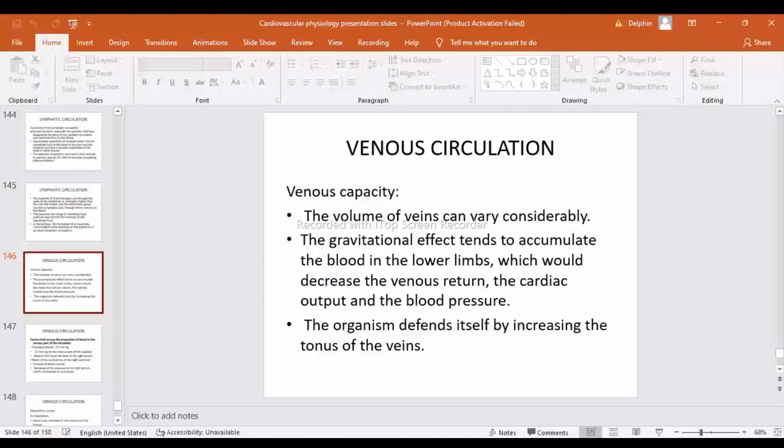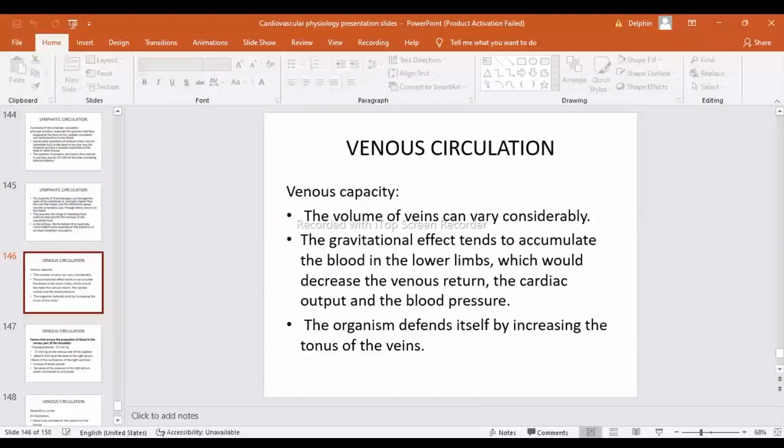An example is when, suppose you are a policeman, you stay on the road for 8 hours in an upright position. You can develop accumulation of blood in the lower limbs with a decrease in venous return, and in the end, cardiac output also decreases, and you can fall down due to hypotension. You can develop fainting.